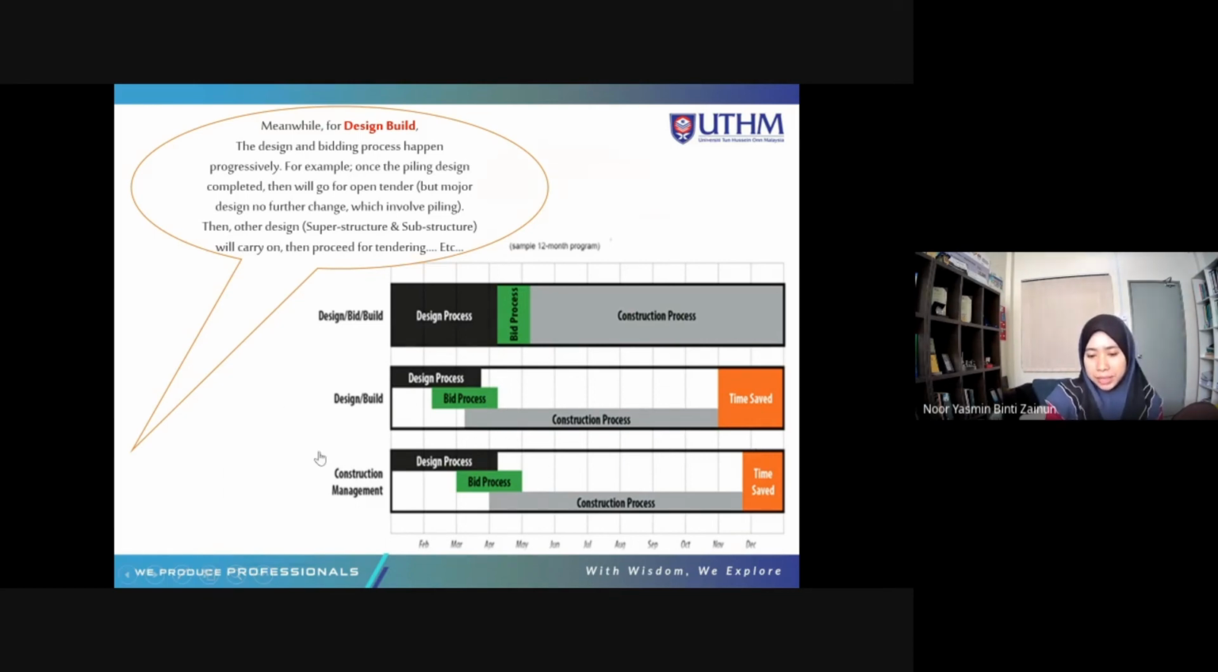On the construction management, sama juga, kecuali construction management kita ada dua tadi, construction management at risk. Maksudnya risiko tu construction manager sendiri yang tanggung.